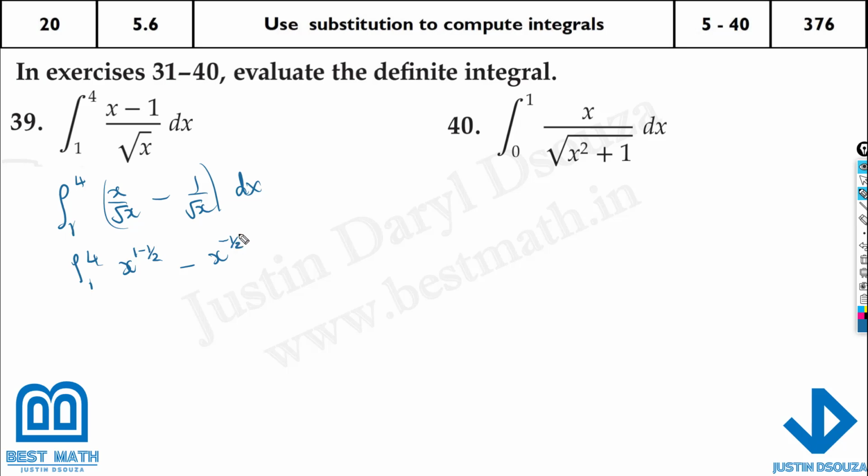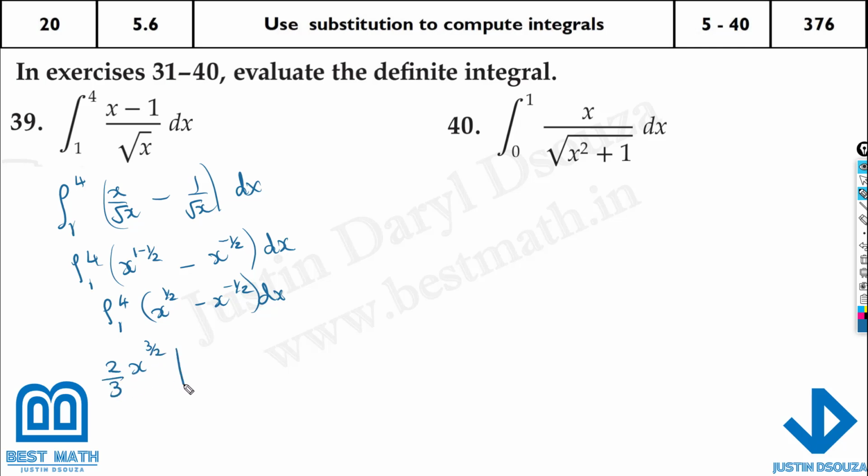That's positive. When you bring it to the numerator, it becomes negative. So we have simplified it to x power positive half minus x power negative half dx. Let's just apply the integral directly because we know the integration for both of these, and we'll get the answers. Here integration will be 3 by 2 and outside will be 2 by 3.